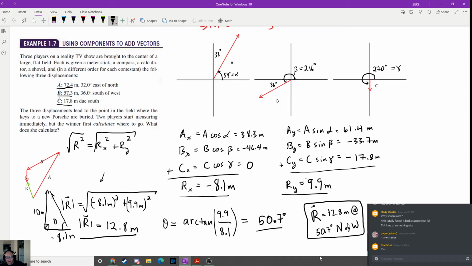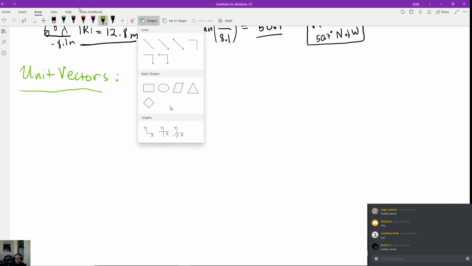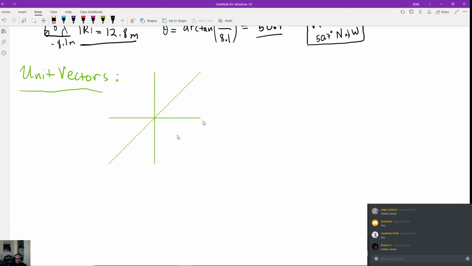I guess we have a little bit of time left, not much, but it should be enough time to introduce unit vectors. So we'll do that. Let's talk about unit vectors. So unit vectors are defined in the following sense. Let's grab this guy. So we've got a coordinate system, right? Got your normal x, y, z coordinate system.